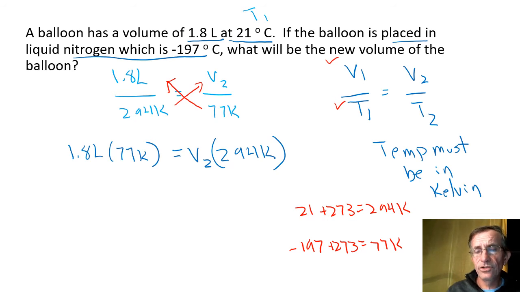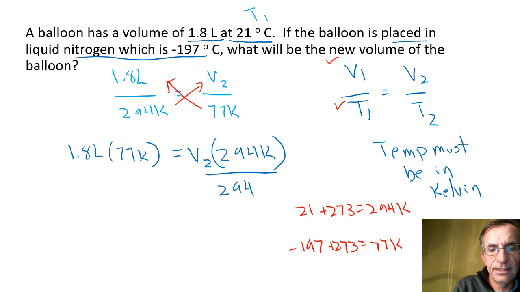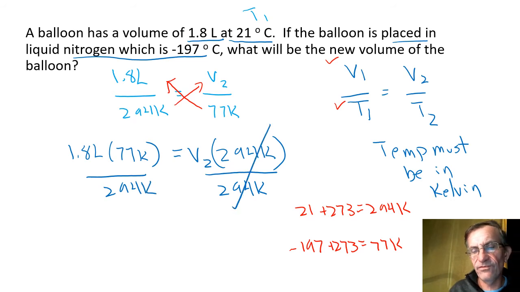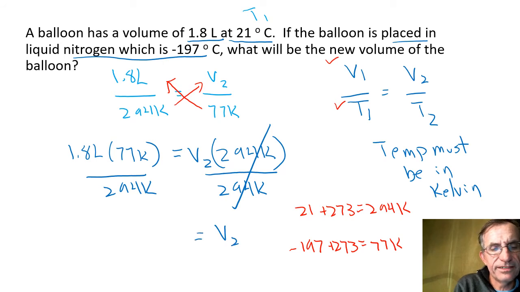Oh, you're going to divide by 294. Now, why are you going to do that? Because the 294 will cancel out, and then you'll be left with V2 all alone. You'll have my new volume equals 1.8 times 77 divided by 294. It should be like that.